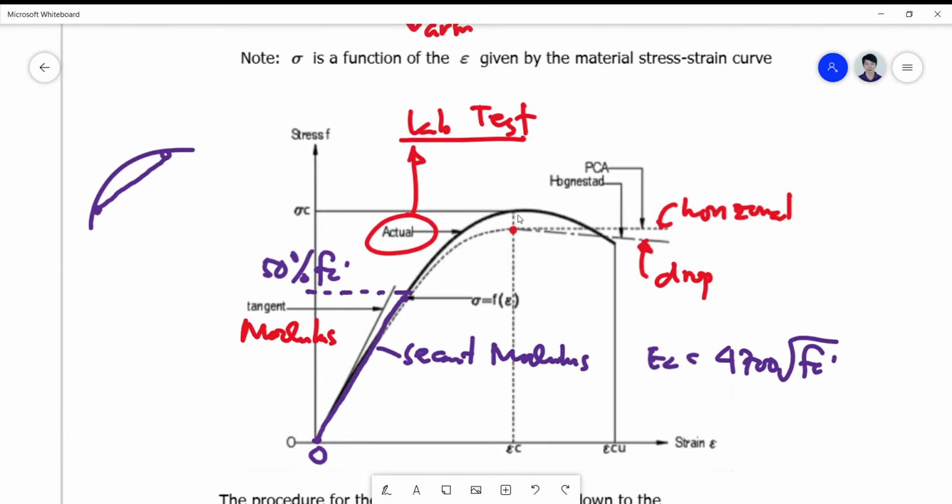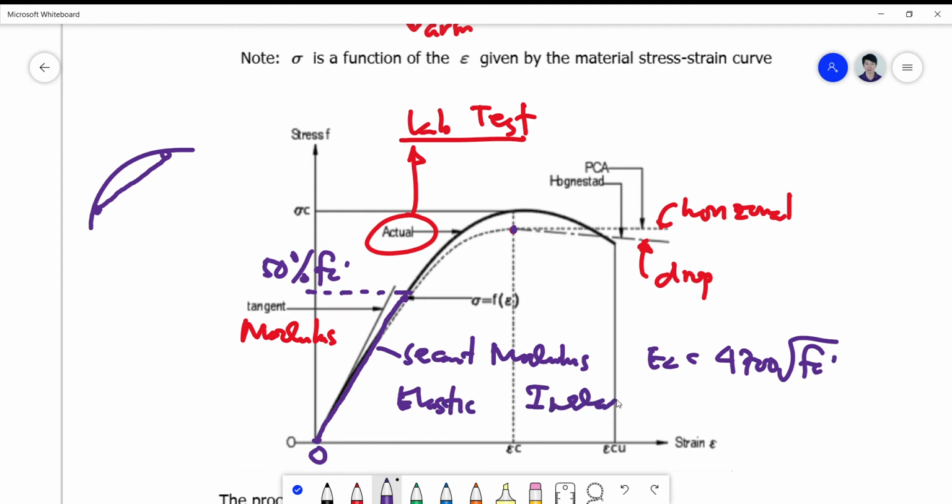At a certain point on the PCA, you will have here your epsilon c, which separates your elastic part from the inelastic part. Okay, it separates until it reaches the usable strain given again by the ACI, which is 0.003.